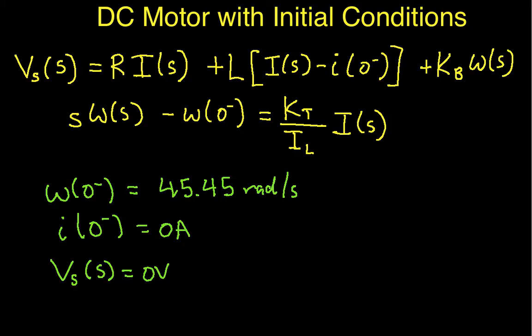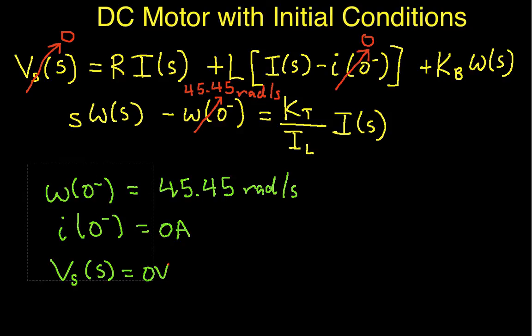The first thing to do here is put our initial conditions in. Our I of 0 minus is 0. Our V of S, again, is going to be 0. Omega 0 is going to be 45.45 radians per second. So that gives us now two equations, and we need to solve them for something. So I'll make some room here to solve them.